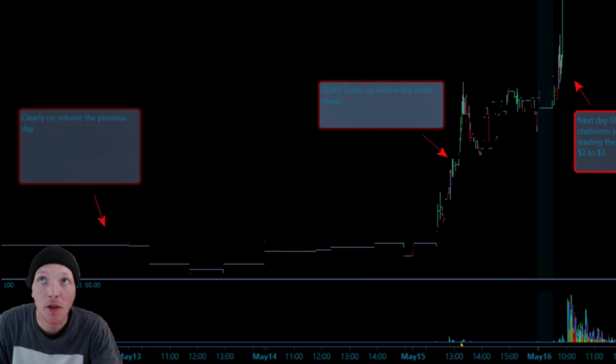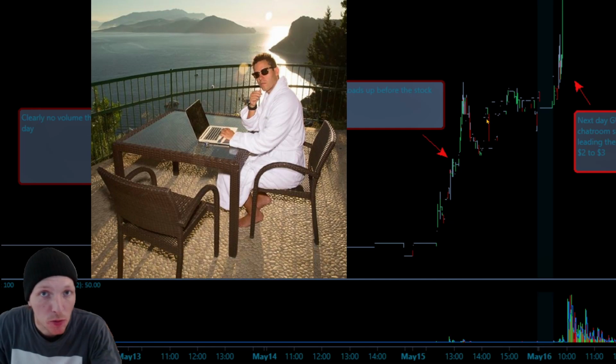There's a little volume spike right here, and the price actually perks up. I made a little note: the guru loads up before the stock market closes. What I'm saying is, there's a guru out there who runs a chat room. I'm not going to give any examples because I don't want to throw anybody under the bus, but let's say this guru has 1,000 active people in his chat room daily.